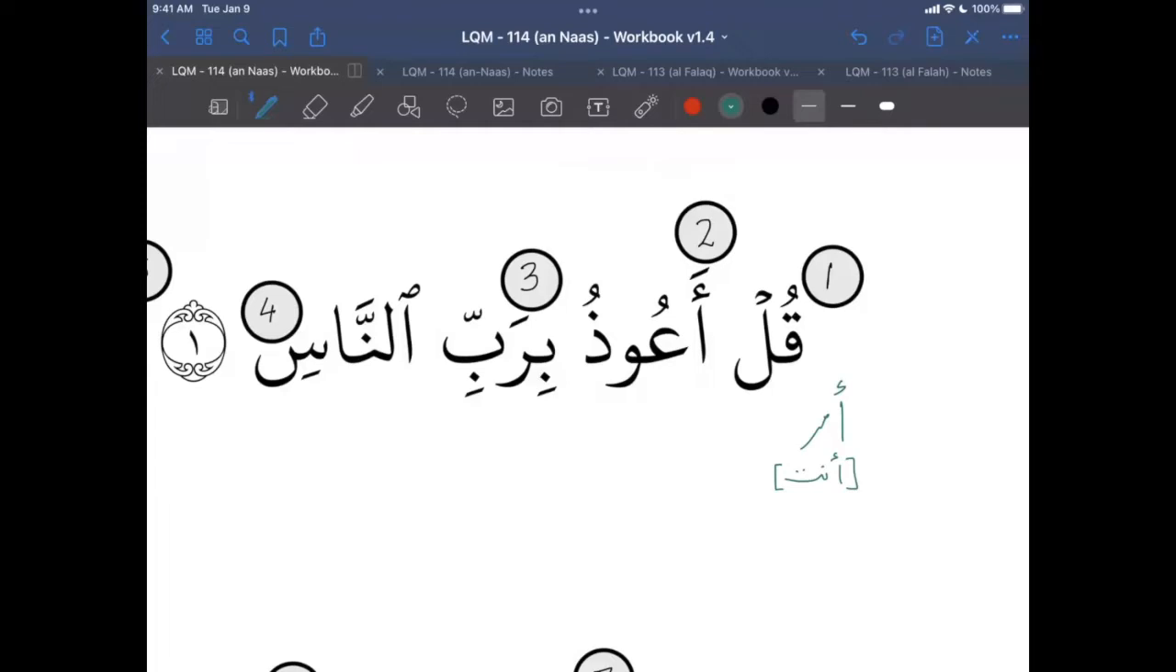A'udhu is fi'l mudari marfu. Once again the fa'il is mustatir taqdiruhu ana. قل أعوذ. So أعوذ is فعل مضارع مرفوع and فاعل is مستتر تقديره أنا. برب الناس. There are two words here, B and Rabbi. B is harfu jar and Rabbi is majroor.